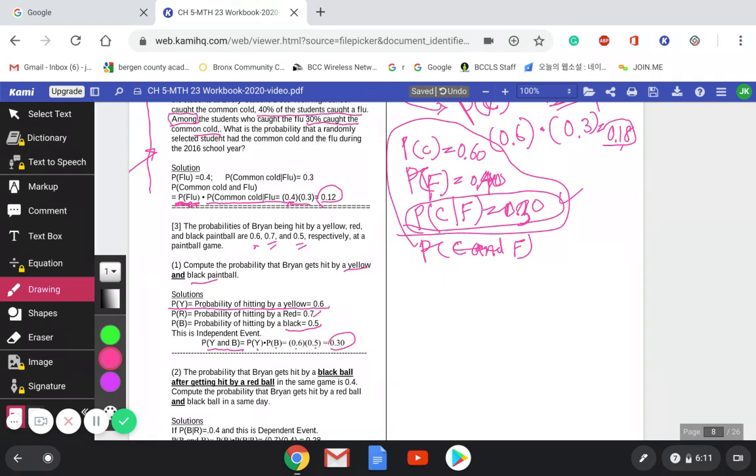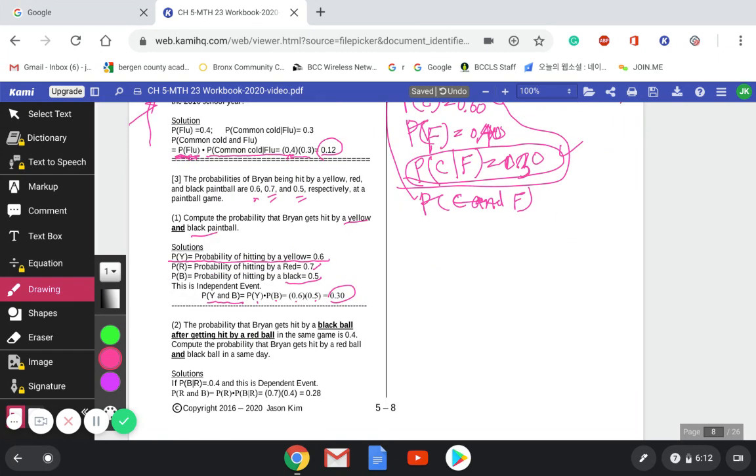So this is a typical independent case, because getting hit by yellow or getting hit by black is totally independent in this particular case. Now let's look at the second case.